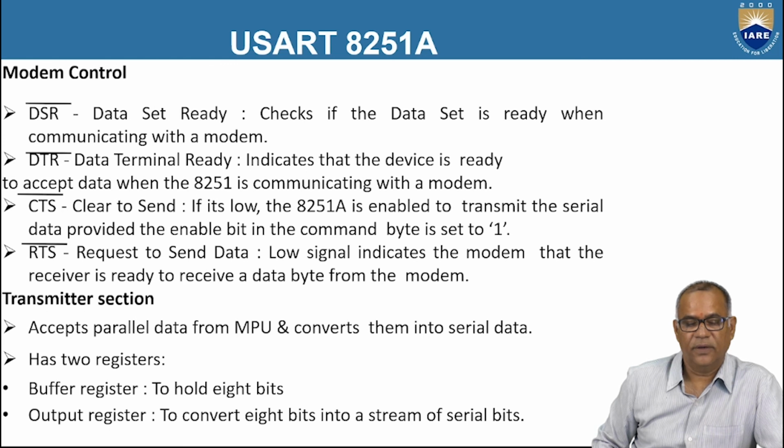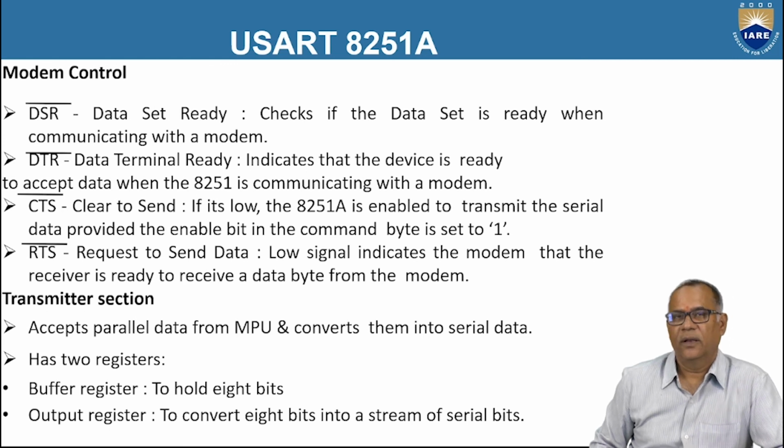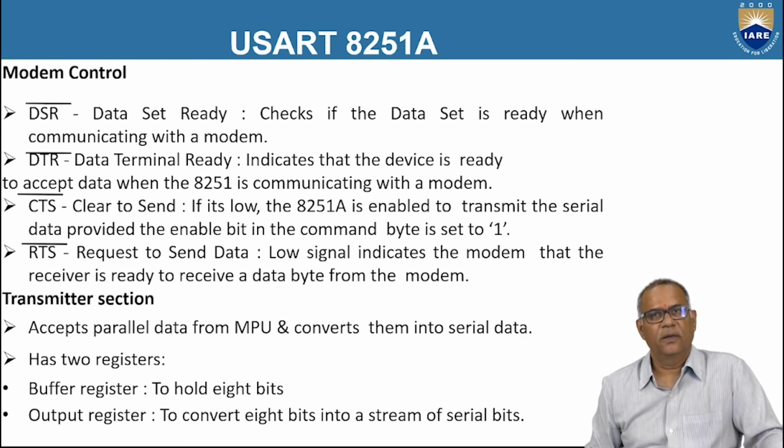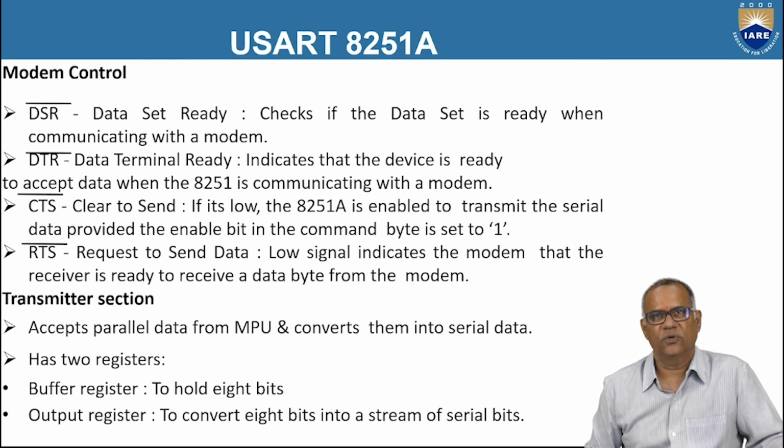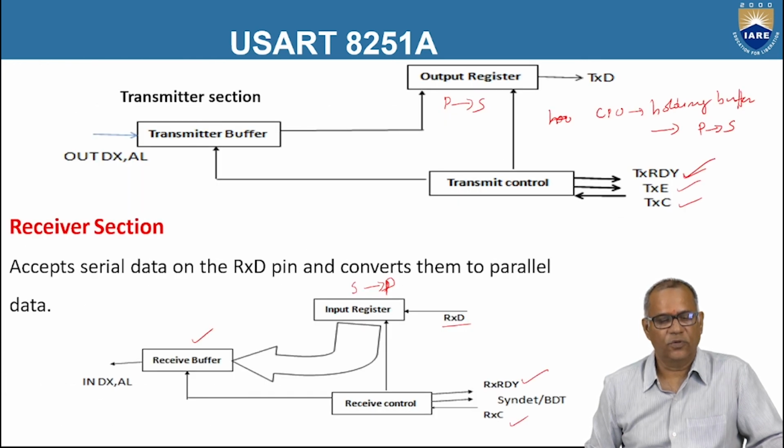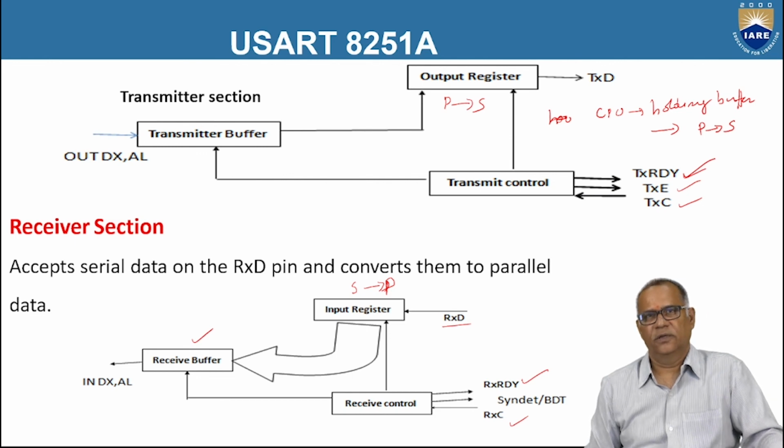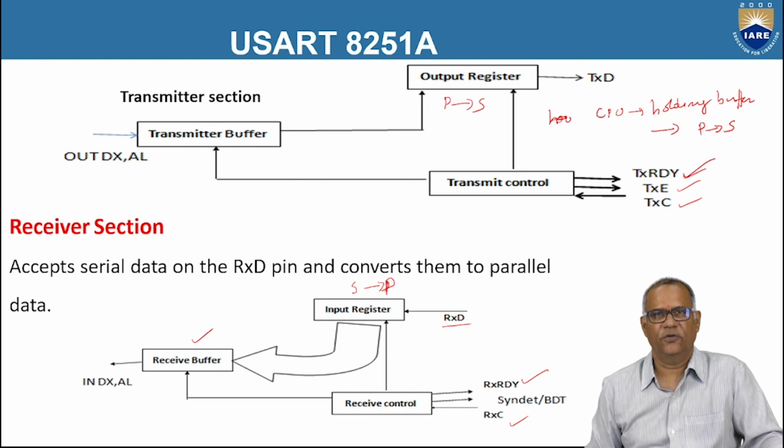Before the USART, we had the UART 8251, and that was used only for universal asynchronous receiver transmission. But the 8251A is more advanced. This can be used for both synchronous as well as asynchronous communication. So with this, I conclude today's session on serial communication using the 8251A USART.